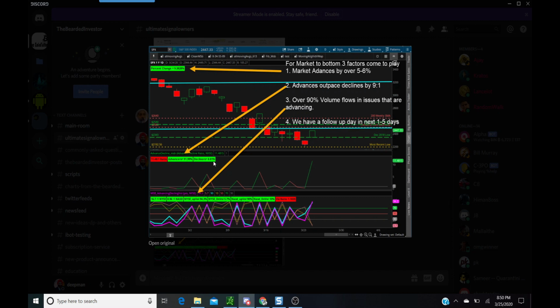8 were declining, right? And then another thing that you look at is how much volume is flowing in the issues that are advancing versus how much volume that's flowing in issues that are declining. And that's a useful parameter. And that also needs to be above 90, which was yesterday the case. We had 94.3% volume flowing in issues that were advancing, and then only 5.7% volume flow in issues that were declining, which was a really good sign.